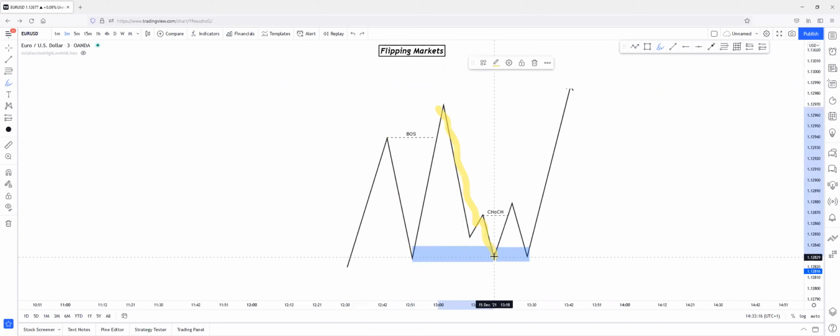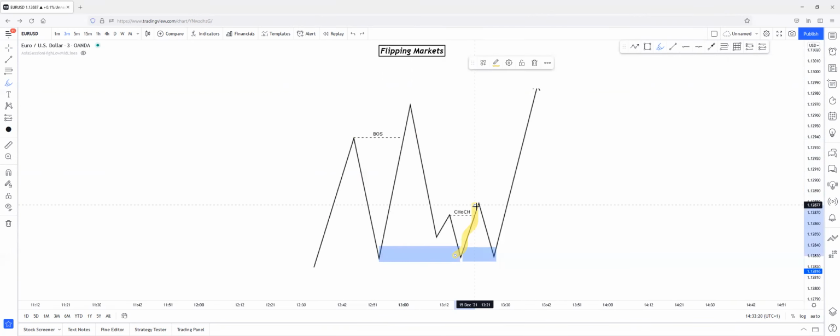Price came back down to mitigate this zone, collected the orders, and after the order collection, it created a change of character to the upside. So we will talk about change of characters later, but as I said earlier, if a change of character happens, price will automatically create a new zone.